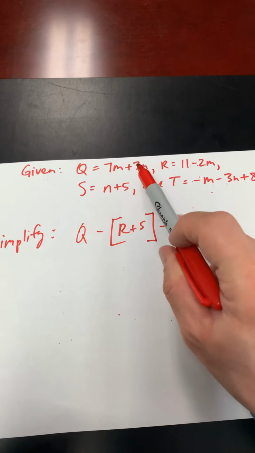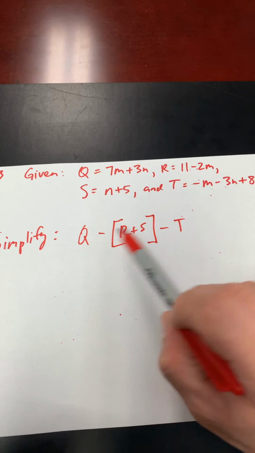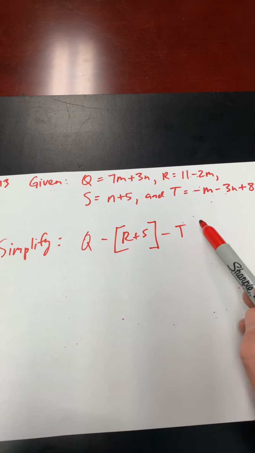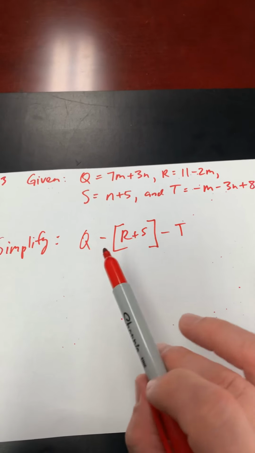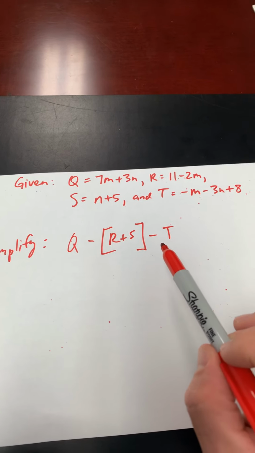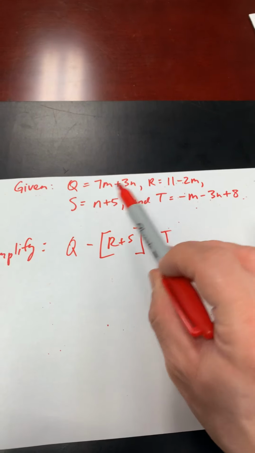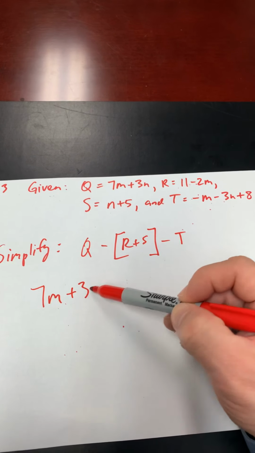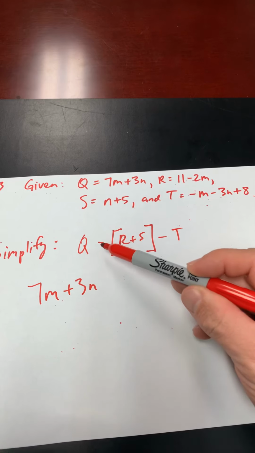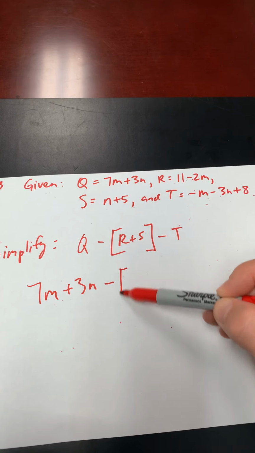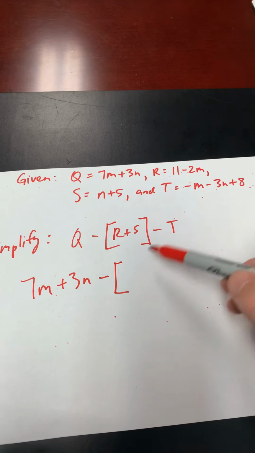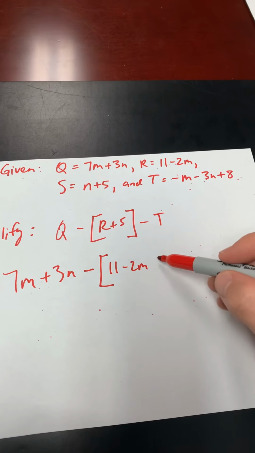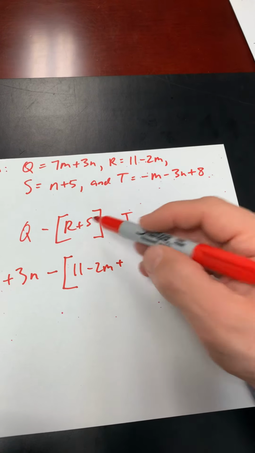Okay, so you know what you need to do here, right? Yeah, you're going to substitute. So we're just going to rewrite this whole expression here. So this is not an equation, actually. It's just an expression. Equations have equal signs. So there's no equation here. We're just simplifying an expression. Okay, so we're going to substitute for Q. We're going to substitute 7m plus 3n, and it tells me minus. Okay, now R is 11 minus 2m.